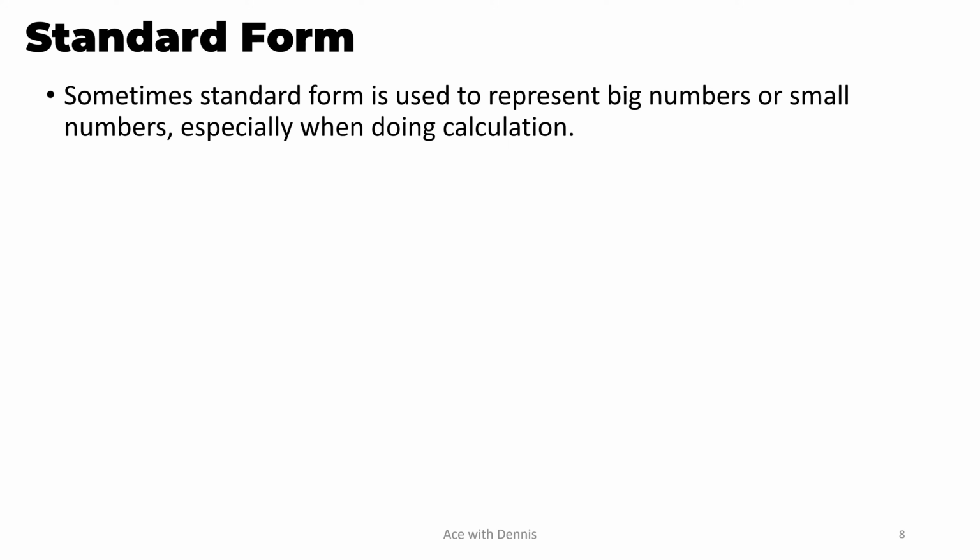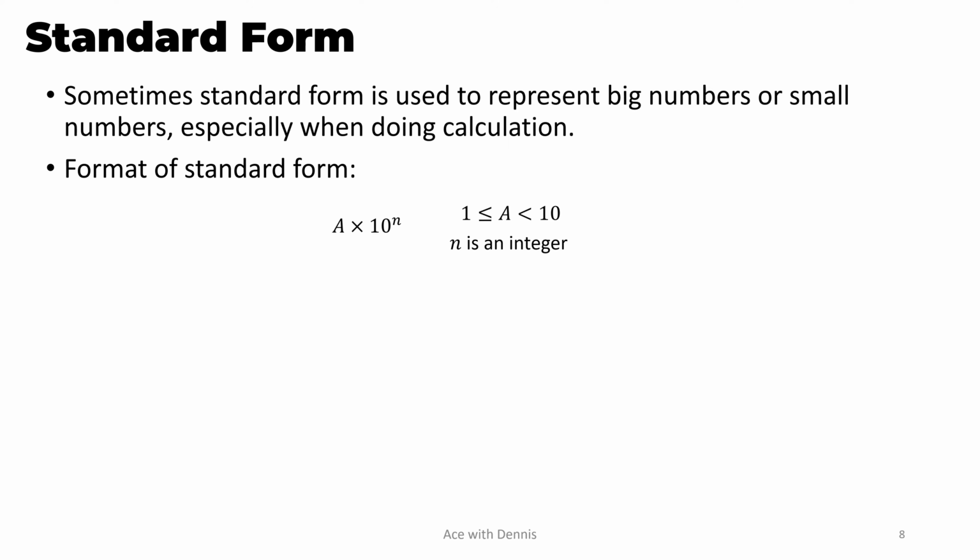Standard form. Sometimes standard form is used to represent big numbers or small numbers, especially when doing calculations. It helps us to do calculations for very big or very small numbers easily. The format of standard form is a times 10 power n, where a is between 1 inclusive to less than 10, and n is an integer.